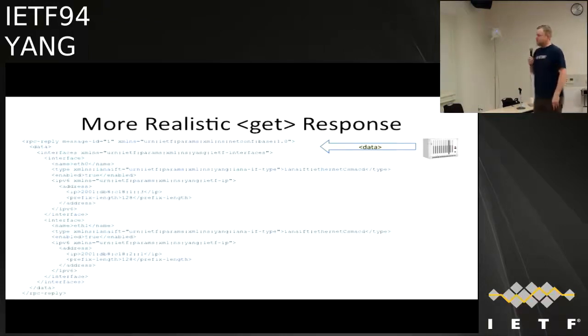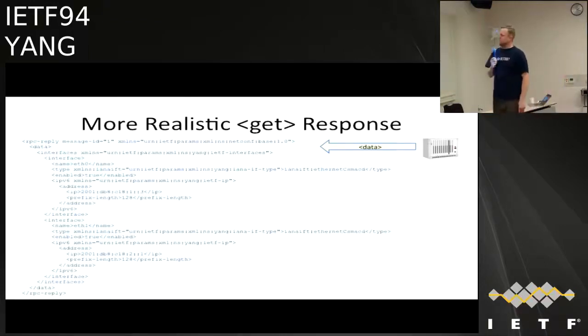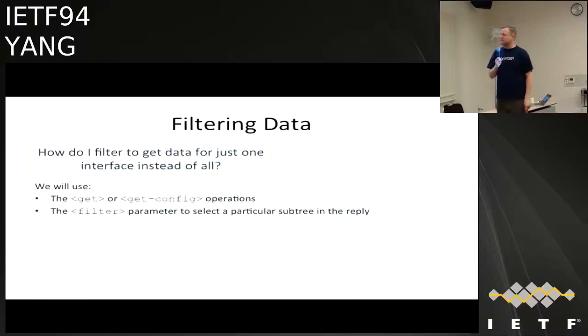Okay, so of course our eager network person wants to know how to filter data instead of just getting everything, right? Both the get and the get config operations have a filter parameter. There are two types of filters. There's a simple subtree filter, which I believe is actually mandatory. So it's a way of pointing out this is the path to which I want to see everything below that.